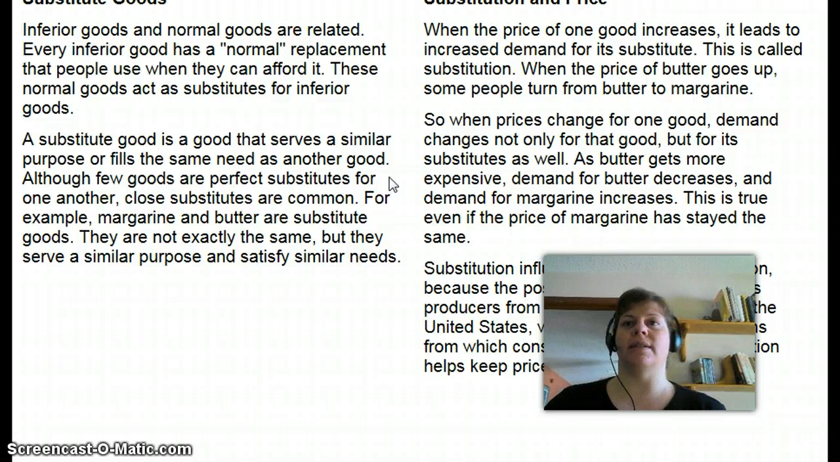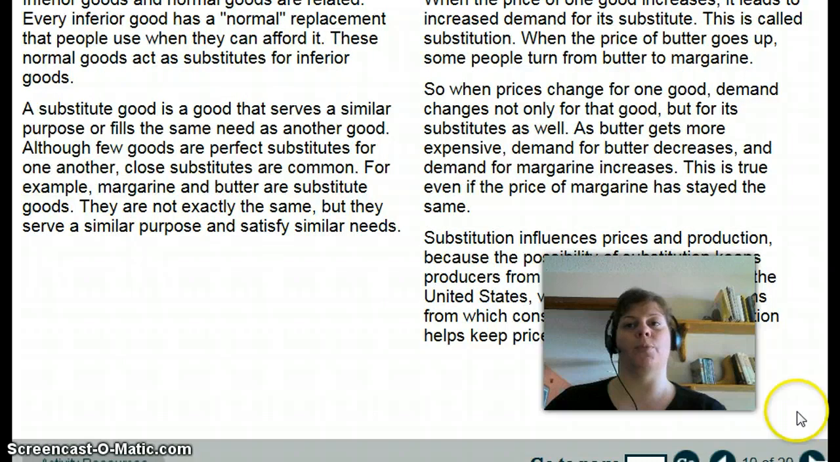Substitution influences prices and production because the possibility of substitution keeps producers from raising prices too much. In the United States, where there are many options from which consumers can choose, substitution helps keep prices low.